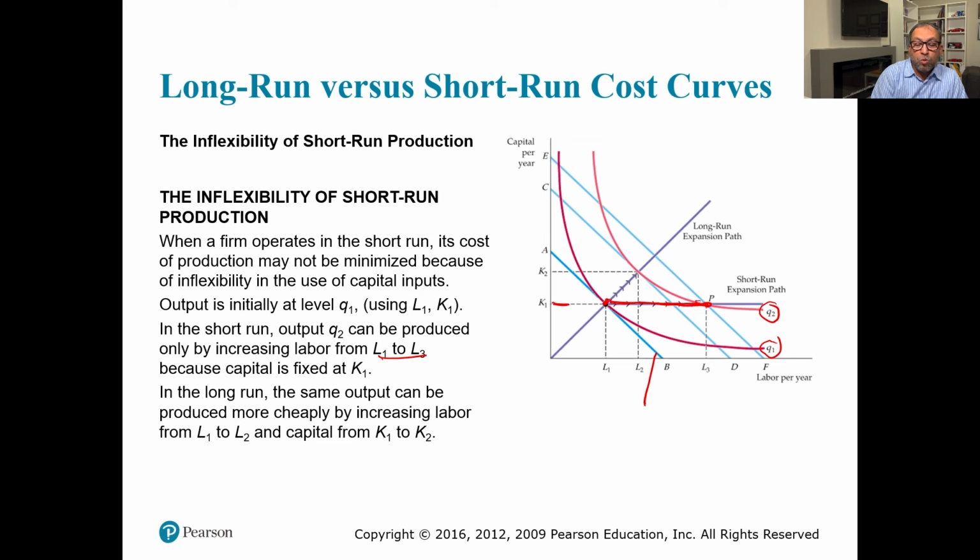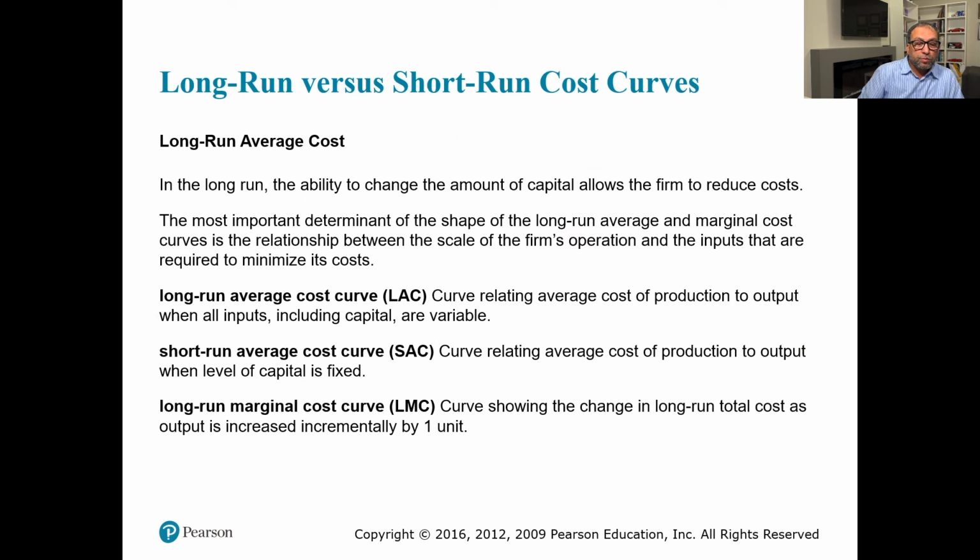So what we can do, we can produce the same output at this point in the long run only, when we also make it possible to increase the use of capital, change the capital. So when the capital is increased as well as the labor is increased, we get this combination. So in the long run, the ability to change the amount of capital allows the firm to reduce cost.